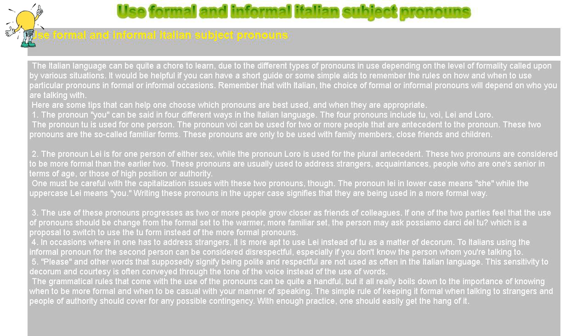1. The pronoun you can be said in 4 different ways in the Italian language. The 4 pronouns include tu, voi, lei, and loro. The pronoun tu is used for one person. The pronoun voi can be used for 2 or more people that are antecedent to the pronoun.